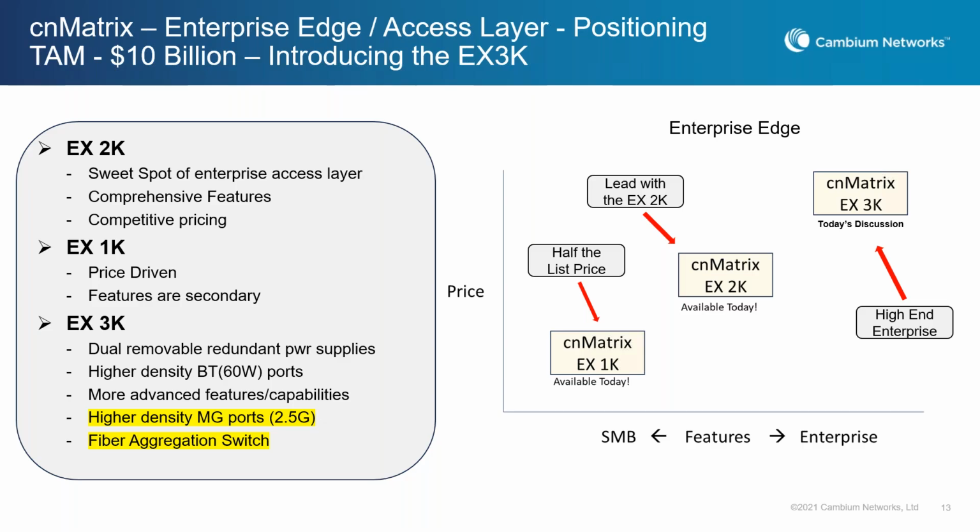Another big thing about these 3K switches is that we have a higher density of multi-gig ports. Standard Ethernet supports up to 1 gig: 10, 100, 1000, so up to 1 gig of throughput. Well, now with some of these higher-end Wi-Fi access points, you might need more than a gig. So multi-gig, 2.5 gig, we provide that functionality on these 3K switches.